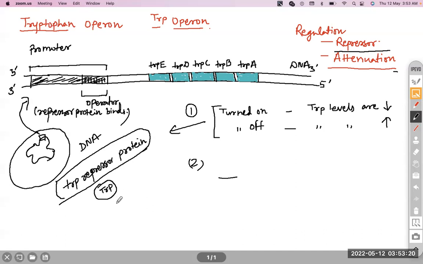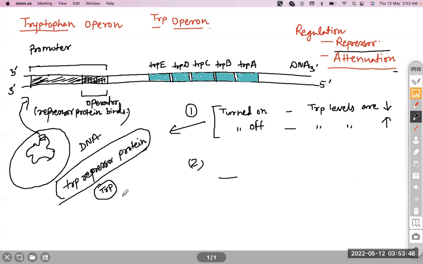When it is bound to TRP, tryptophan, its shape is different. When it is not bound to TRP, the shape of the TRP repressor protein is different. So binding results in a conformation change. When the TRP level is high, plenty of TRP is available for the TRP repressor protein.